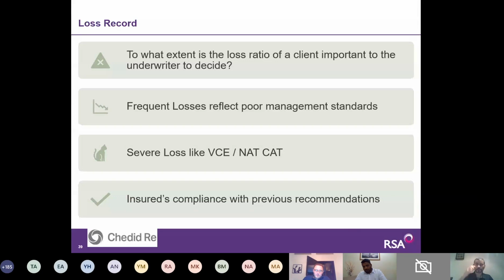Okay, this is the loss record. We analyze the loss record. It gives us the ability, clean loss record 5 years, I give up to, believe it or not, 30% discount of our benchmark rate, up to 30% discount. It has a big impact on the rate.